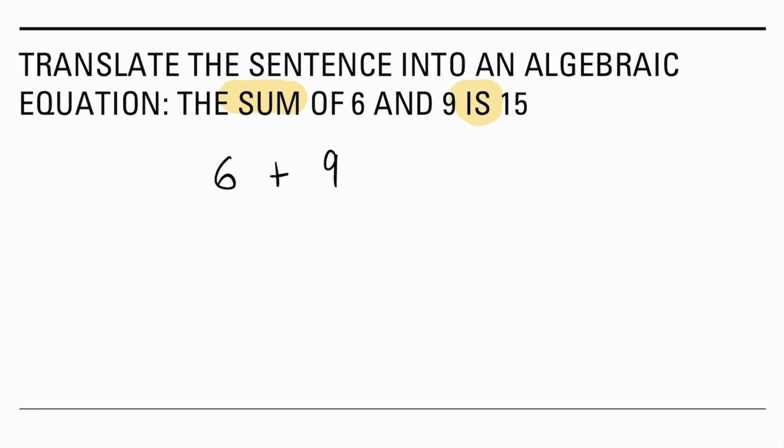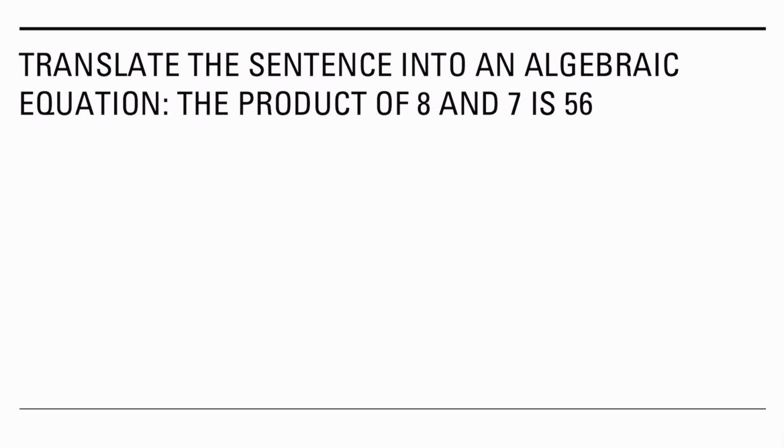Now we've got the word is, which means equals. And so is 15 means equals 15. And so we have 6 plus 9 equals 15. And so just to check if this is true, we do get 15 on the left-hand side and we get 15 on the right-hand side. Therefore, it is correct.